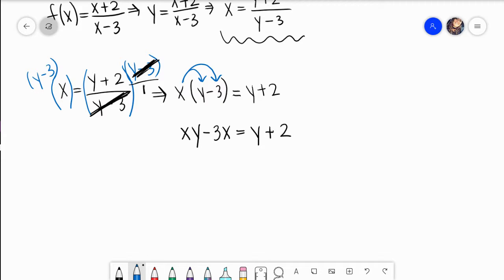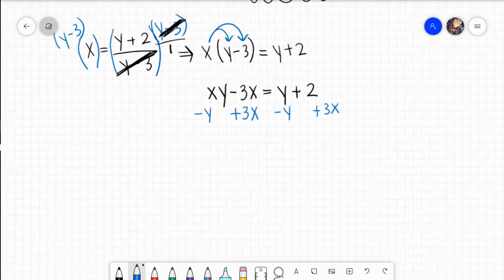I notice that I have a negative 3x. If I do the opposite here, I need to do the same to the other side. So I would be adding a 3x over here, correct? And then I notice that I have a positive y on the right-hand side. So I'm going to go ahead and move that, which would be a negative y.